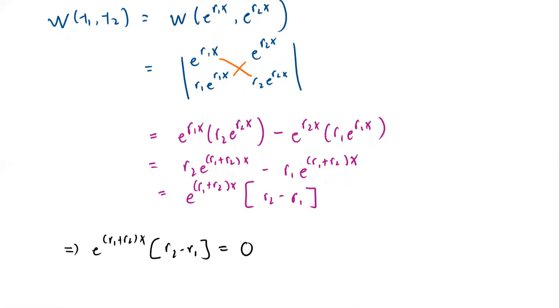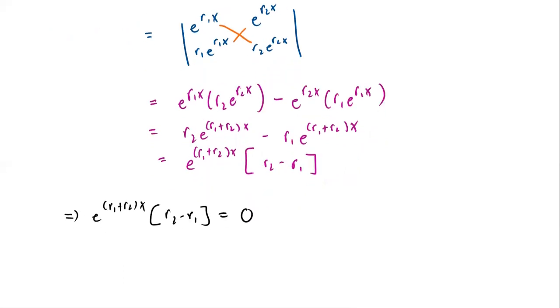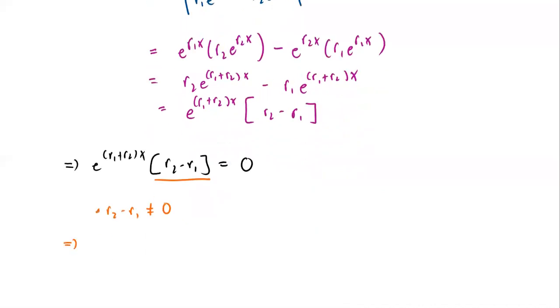Again, if there are any x values that make this equal to 0, we have to get rid of those, right? We can't include them in the interval on which these functions are linearly independent. However, notice that since R1 is not equal to R2, we know that R2 minus R1 is not equal to 0. So the only way this would be 0 is if the other factor, e to the (R1 plus R2)x, equals 0.